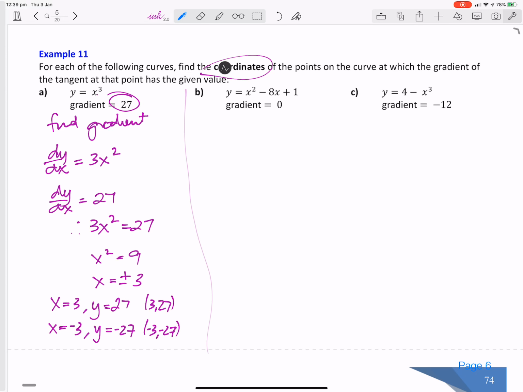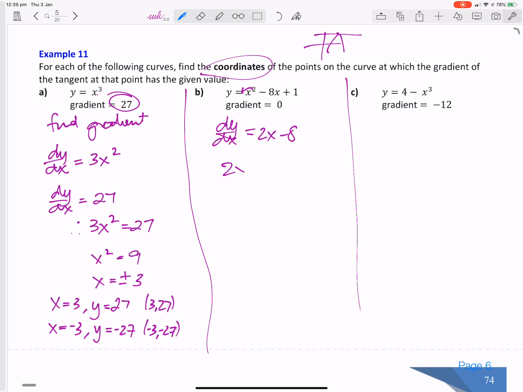The next one, we want to know when the gradient's 0. Remember, when the gradient is 0, that's a turning point or a stationary point. So here, dy/dx, bring your 2 down to the front: 2x minus 8. We want to know when 2x minus 8 is equal to 0. So 2x equals 8, x equals 4.